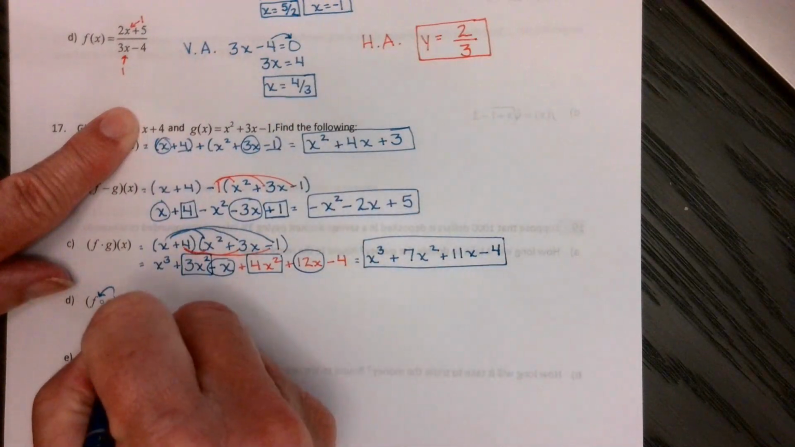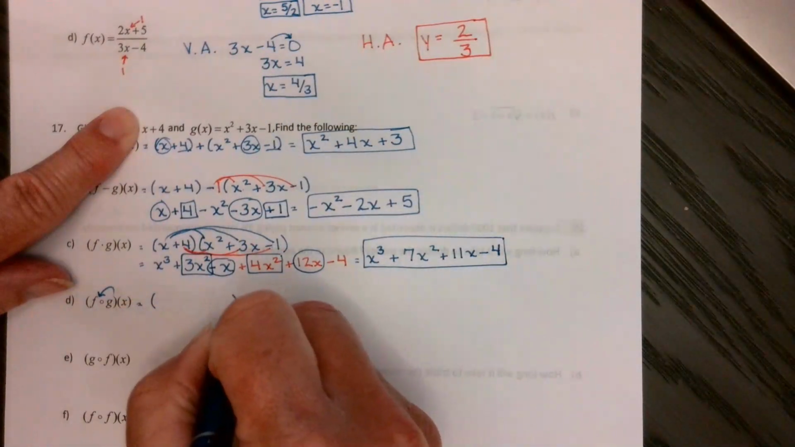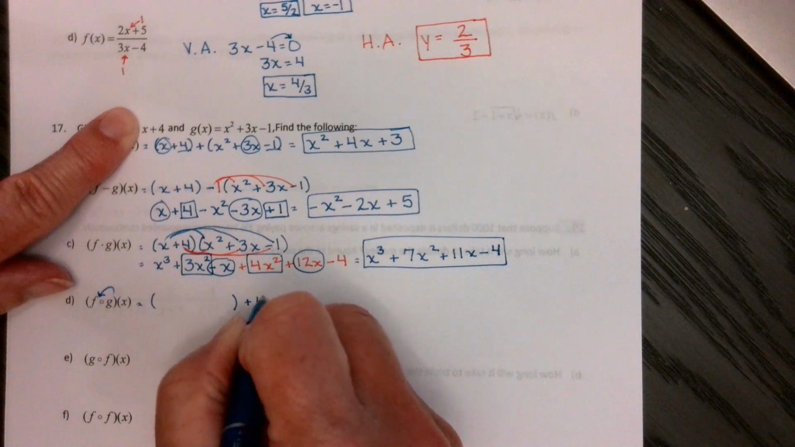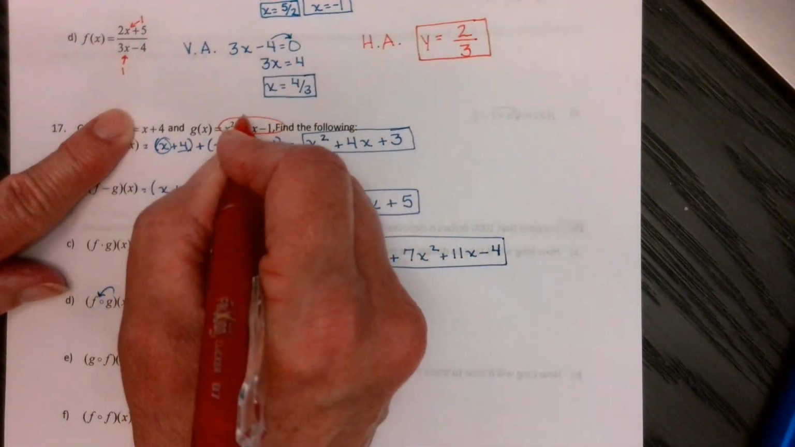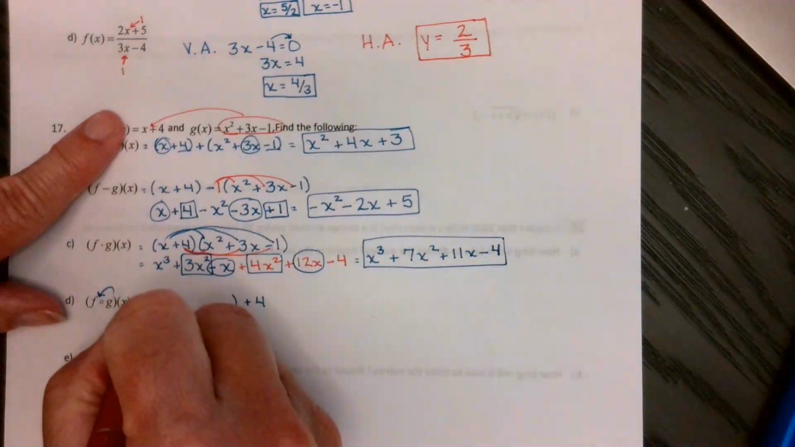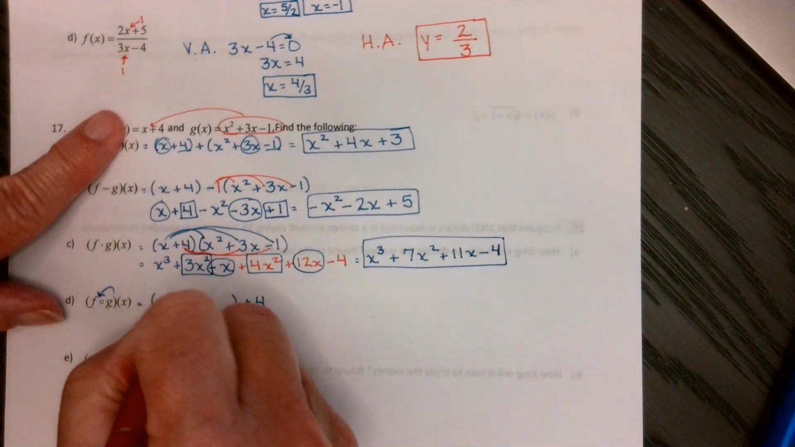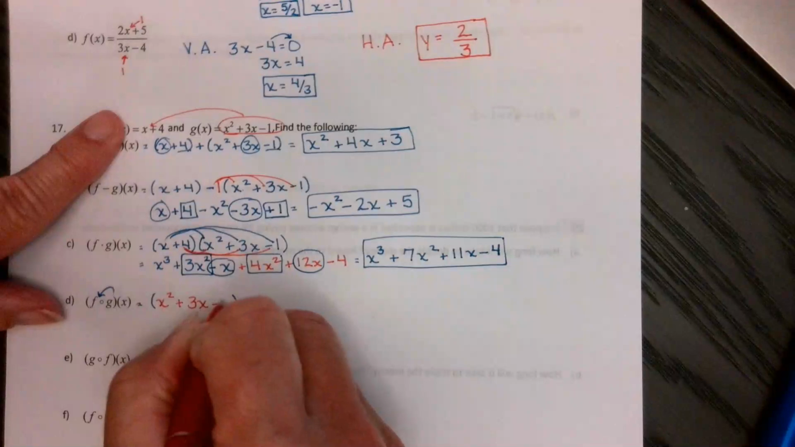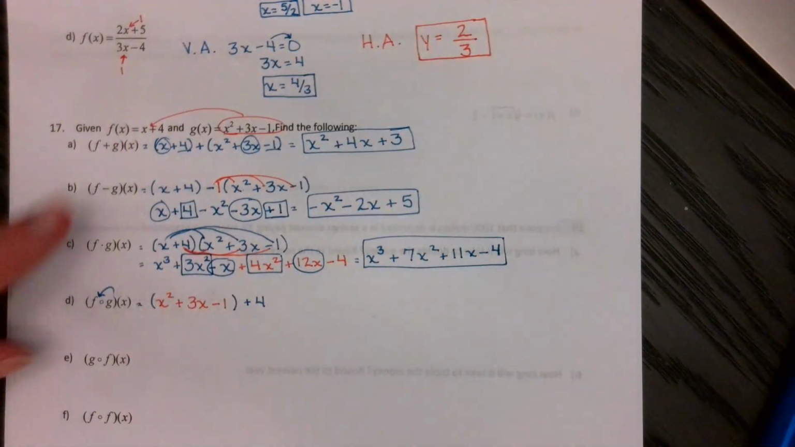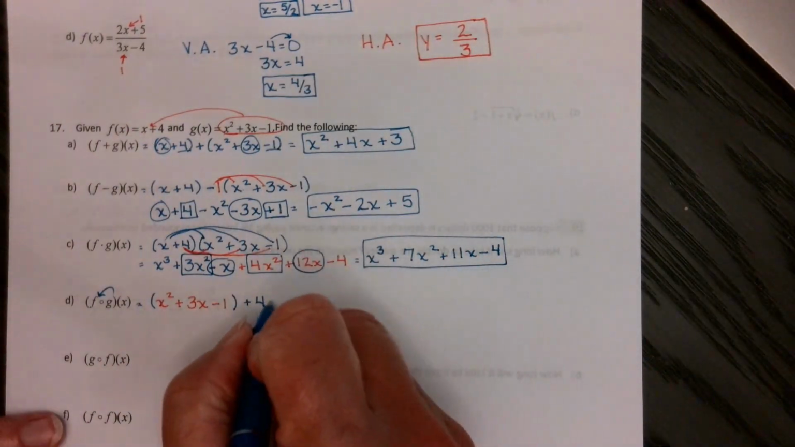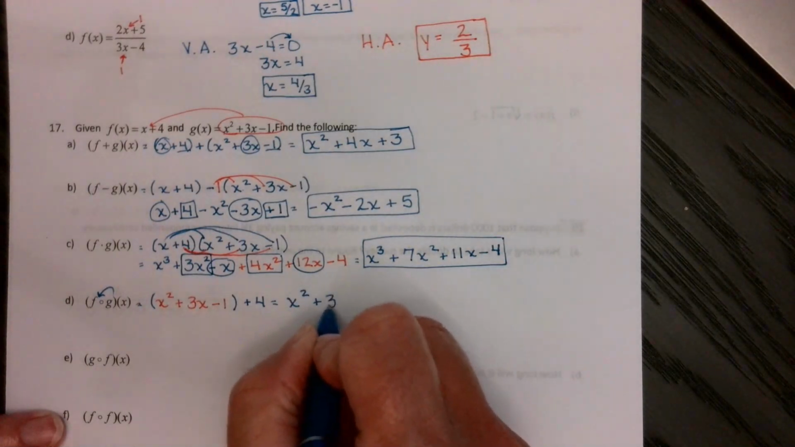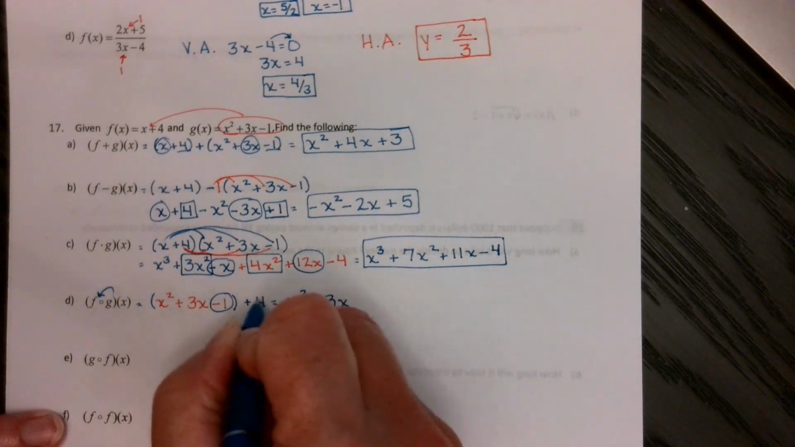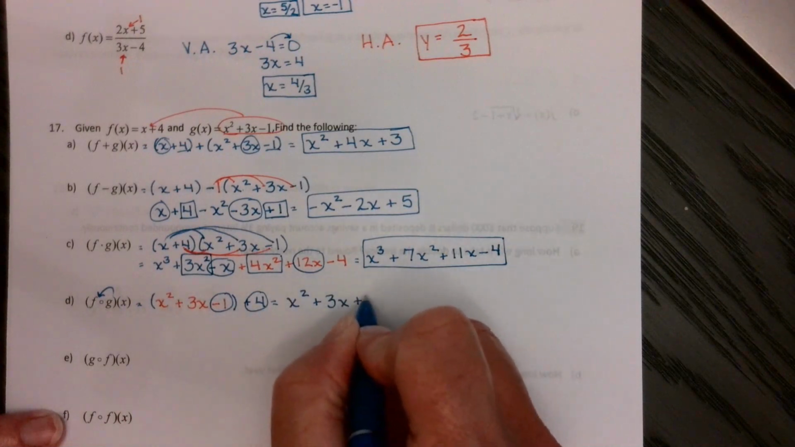So I have my x plus 4. And in this case, this whole thing goes right there. So it's really x squared plus 3x minus 1. And then I have plus 4. So now I'm just going to rewrite it. x squared plus 3x. I have minus 1 and plus 4 gives me plus 3.